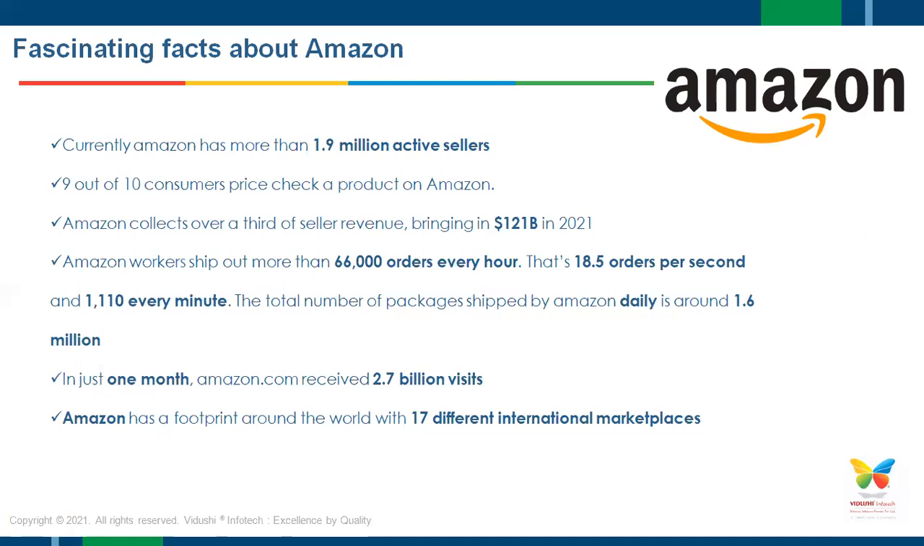In just 1 month, Amazon.com received 2.7 billion visits. Again, that's a huge amount for any website. Amazon has a footprint around the world with 17 different international marketplaces. They have their footprints in 17 different countries all over the world. These are really fascinating facts, we can say.